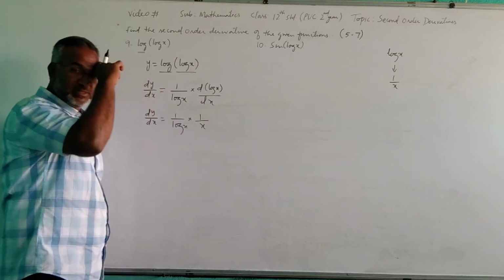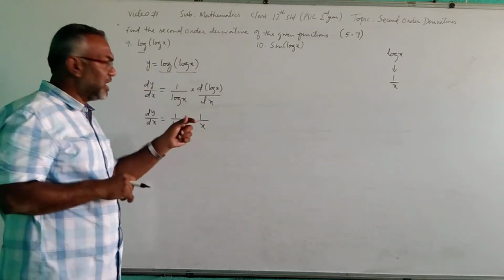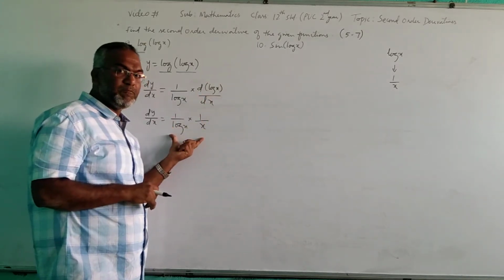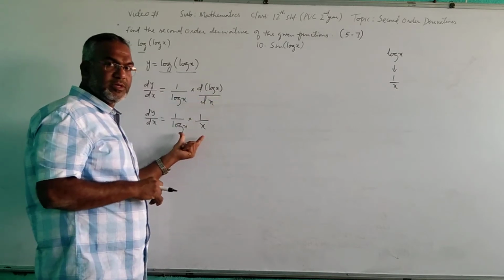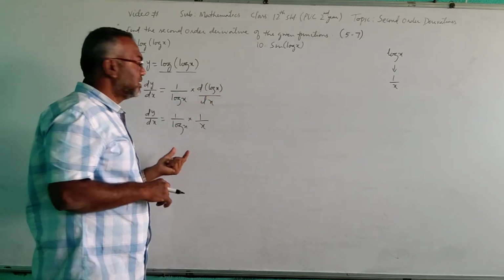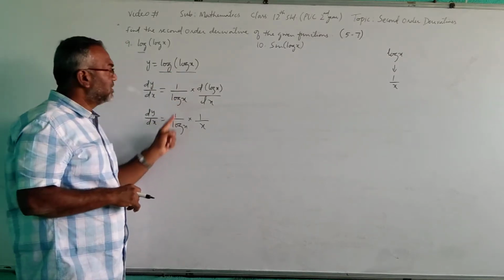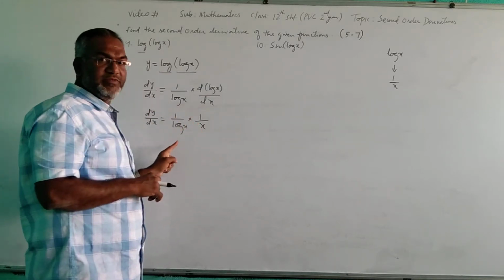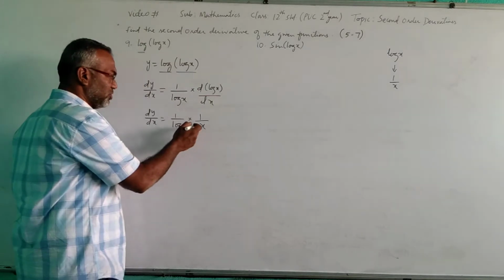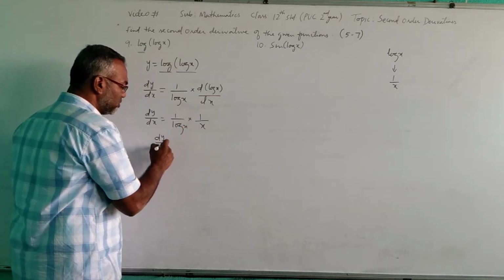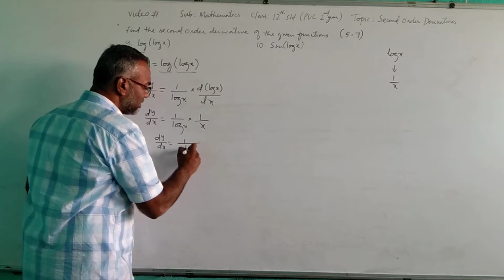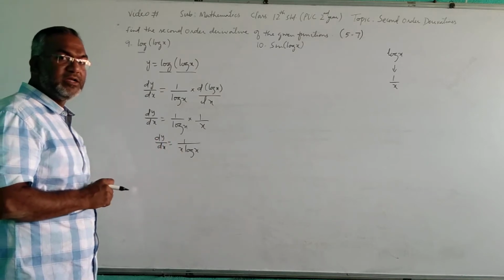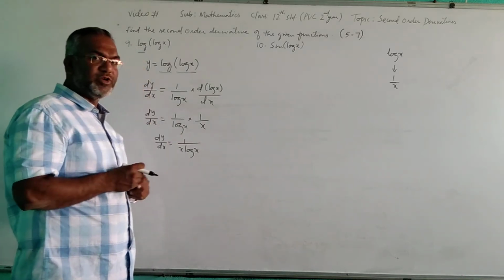1 by x. In my previous videos, I did not write this step. I was just writing it directly. You can do this also. For your better understanding, I have done this. So 1 by log x into 1 by x, this is the first order derivative. But we have to find second order derivative. So dy by dx is equal to 1 by x log x. This is the first order derivative. We have to differentiate again, once more, to find the second order derivative, right?